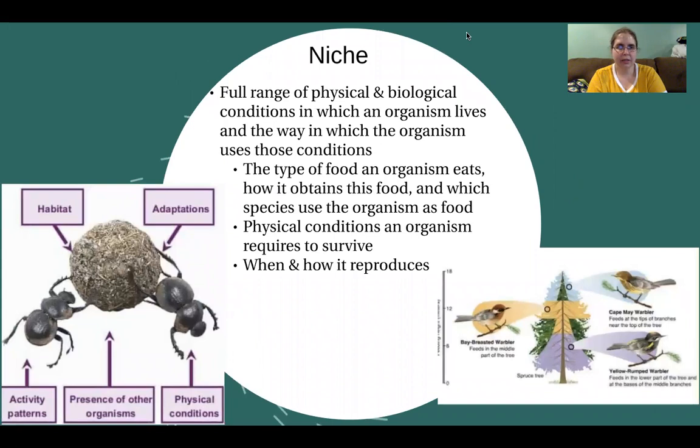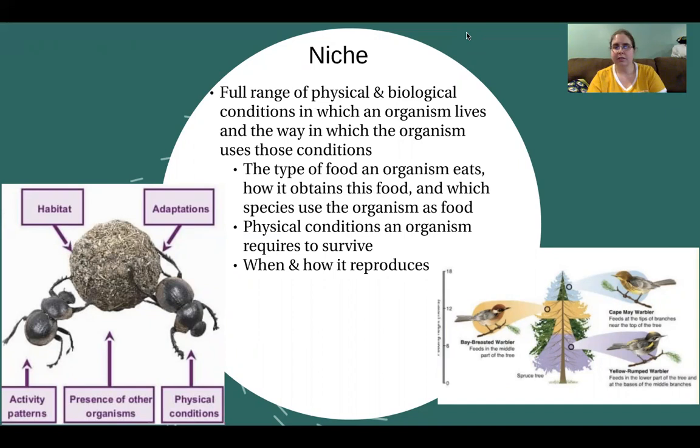So the first thing that we need to talk about is something called a niche. The niche is a full range of physical and biological conditions in which an organism lives. So where does it live? What kind of temperature does it need? Where in the ecosystem does it live, in the trees, in the ground, etc.? How much water or light does it need? And the way in which the organism uses those conditions.